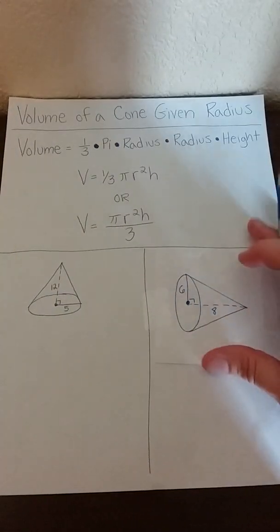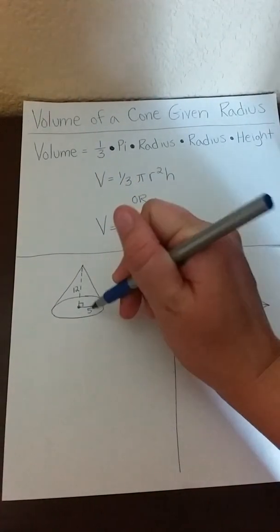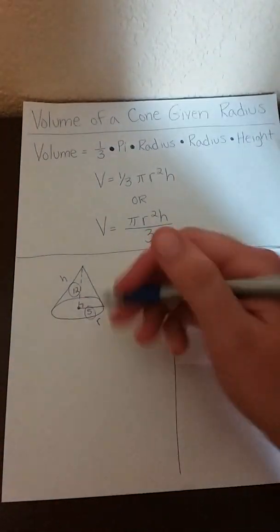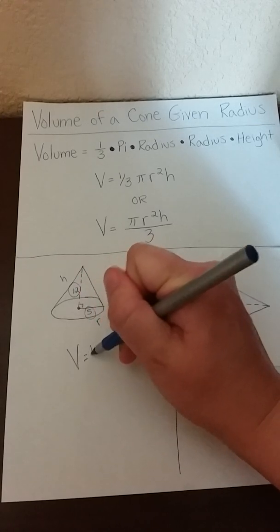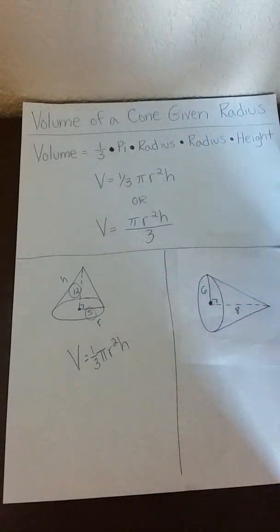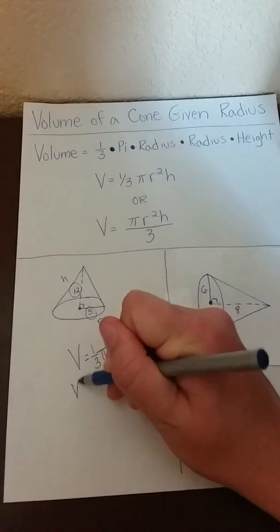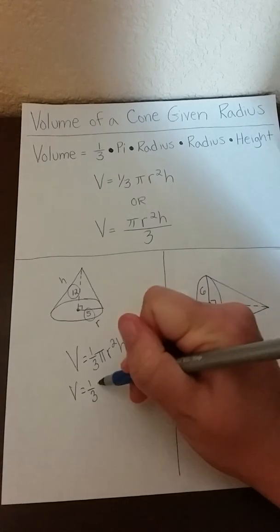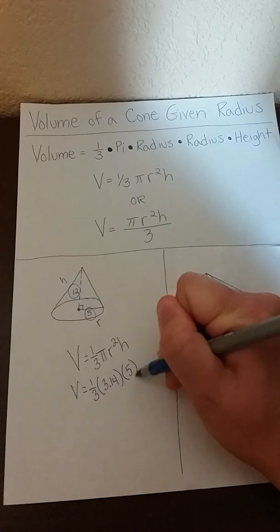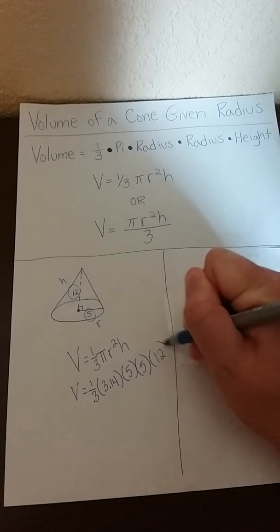Okay, so first one. We're trying to find the volume of this cone. This is the radius, that's r. This is the height, 12. Formula is volume equals 1/3 pi times the radius squared times the height. Radius squared really means you have radius two times. So this is really that the volume is 1/3. For pi, I'm going to use 3.14. Radius squared means I have the radius twice, so 5 times 5. And then times the height, which is 12.